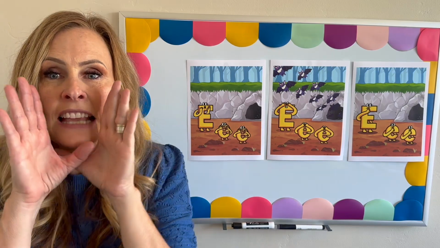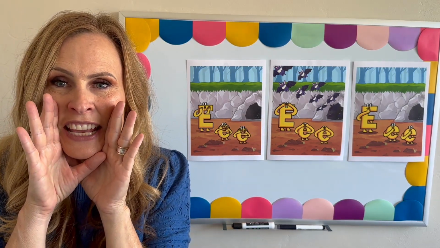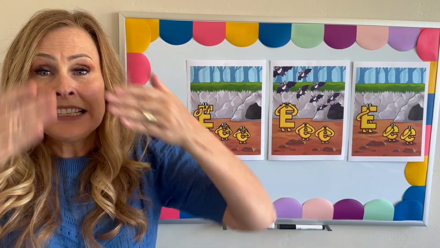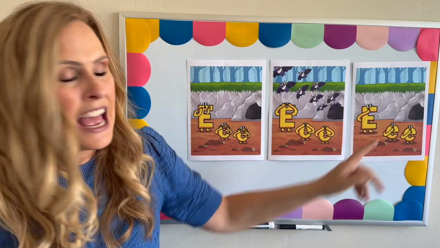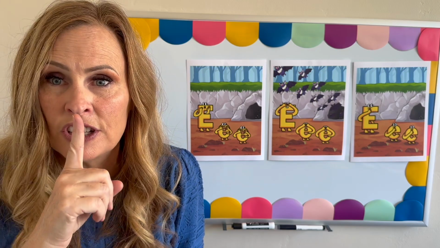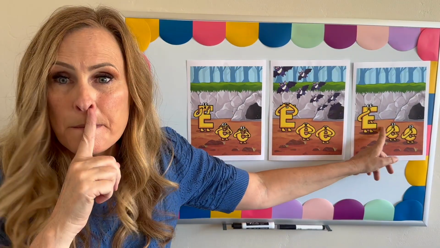E says, eh. Put your hands around your mouth like you're shouting into the cave saying, eh, echo. E says, E. The E's were so scared, they were scared when the bats were coming out, so they covered their eyes, remember? E says, don't make a sound, just put your finger up like you're saying shh, but don't make a sound, just like this. E, like that.